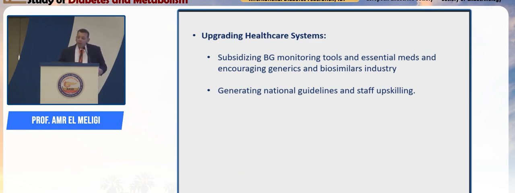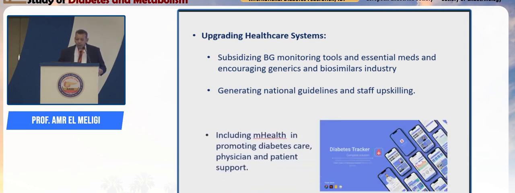Subsidizing blood glucose monitoring tools and essential medications and encouraging the generics and biosimilar industry. Generating national guidelines and staff upskilling. Including mobile health in promoting digital care, physician and patient support.